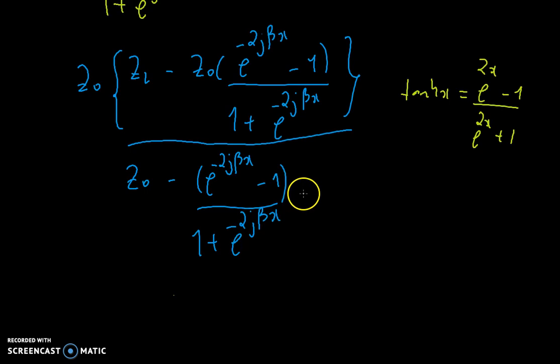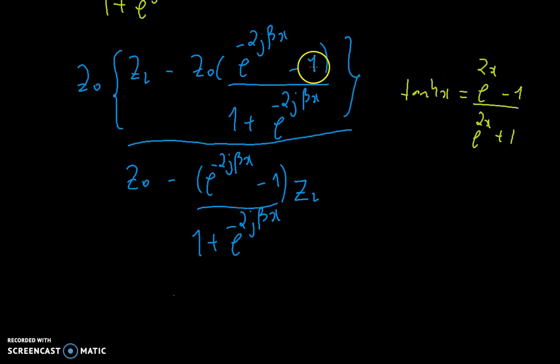So we left off on the previous tutorial with this equation, and also I realized I forgot to write the ZL here. So this is the equation that we had previously, and we are trying to convert this equation into a form that encompasses the tanh function.